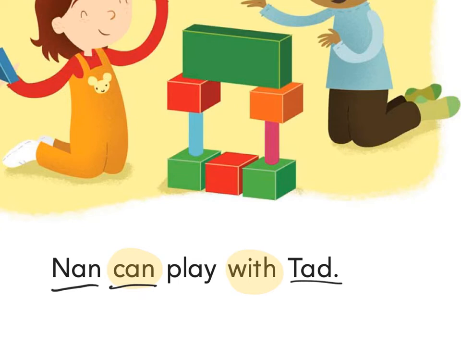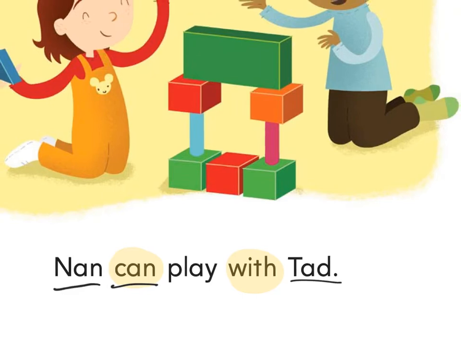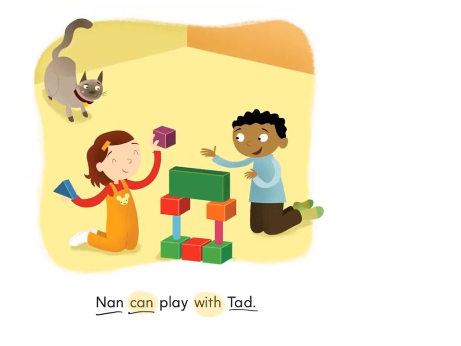All right. So this word right here is the word play, all right? And the rest of them we should be able to read. So put your pencil down. Fingers ready, and let's read it together. Ready? And Nan can play with Tad. And what are they playing? Blocks. They're building blocks. But look who's in the background. Who is that? Nat the cat.